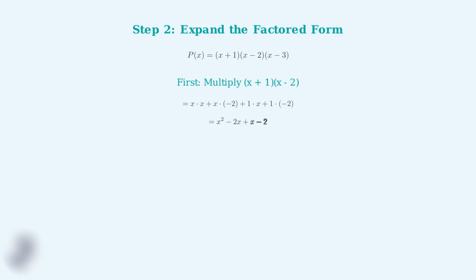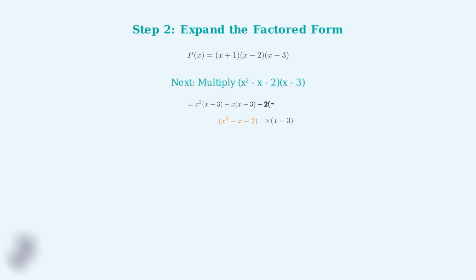This gives us x squared minus 2x plus x minus 2. Combining like terms, -2x plus x equals -x, so we get x squared minus x minus 2. Now I need to multiply this result by the third factor, x minus 3. Next, I multiply x squared minus x minus 2 times x minus 3.